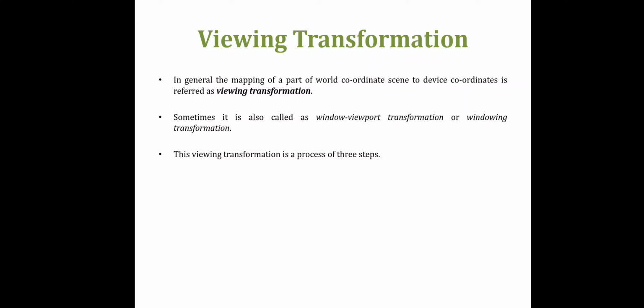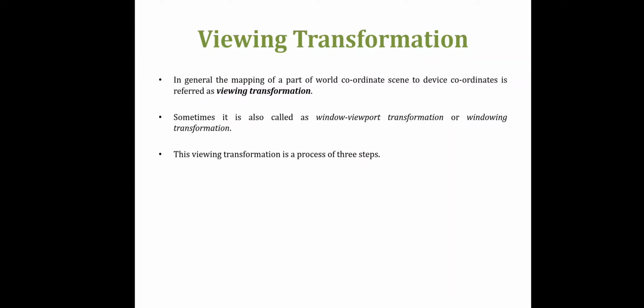We represent them in screen coordinates whenever we are representing them with an image model. Whatever object we are storing is called object space, and then we represent that particular object using device coordinates in an image model or image space. So this transformation from world coordinate to device coordinate is nothing but viewing transformation. Sometimes it is also called window viewport transformation or windowing transformation. These are the synonyms for viewing transformation.